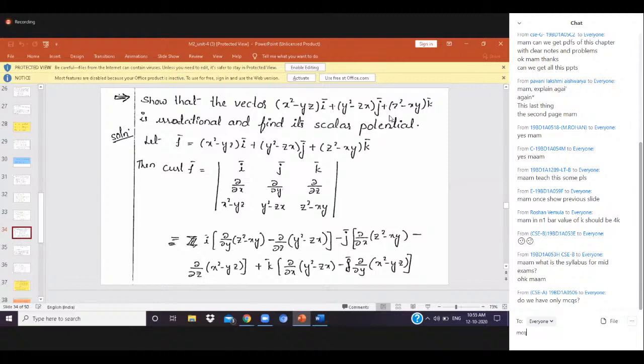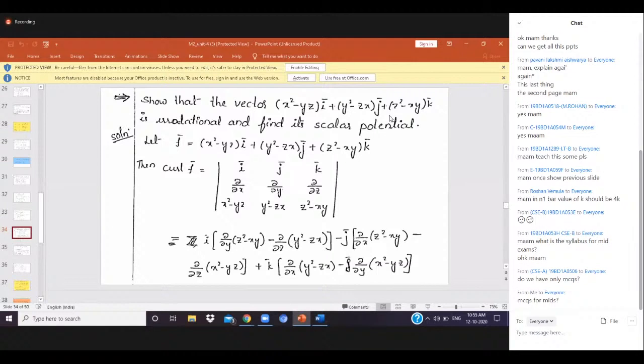What clarity do you want? I am not able to understand. Ma'am, we get proofs. Yes, proofs also. Proofs means vector identities; you have theorems, and there also proofs are there. MCQs for mids, that I don't have. We prepared, that means you go to the textbook, where backside questions are there. Please go through that.